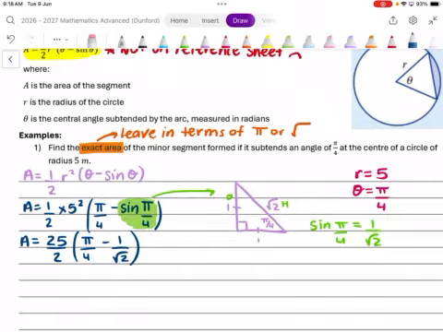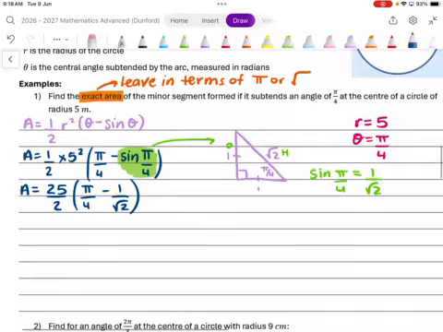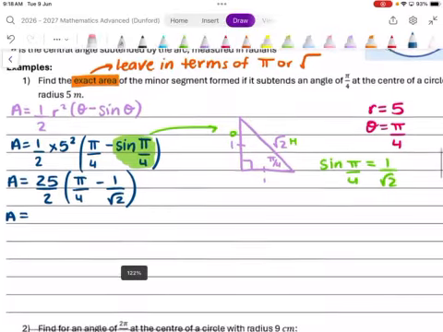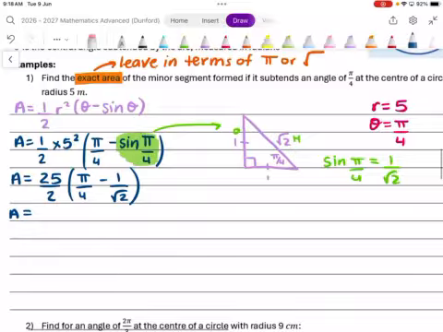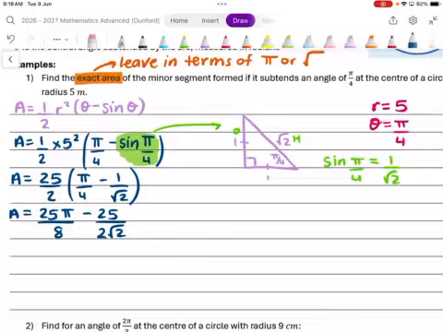Now, this isn't in its nicest form possible. So what we're going to do is expand our brackets to start off with. When we expand our bracket, we get 25 on 2 times pi on 4, which is 25 pi over 8, minus 25 on 2 times 1 on root 2, which is 25 over 2 root 2.